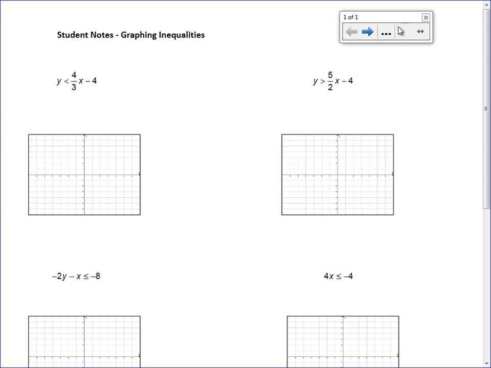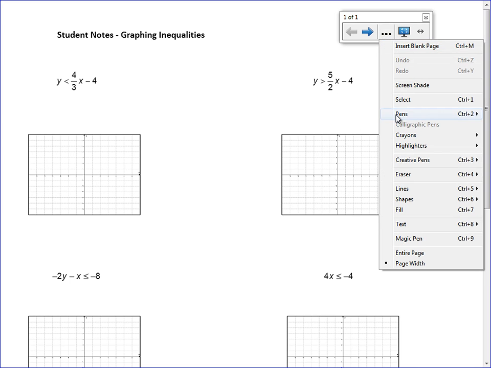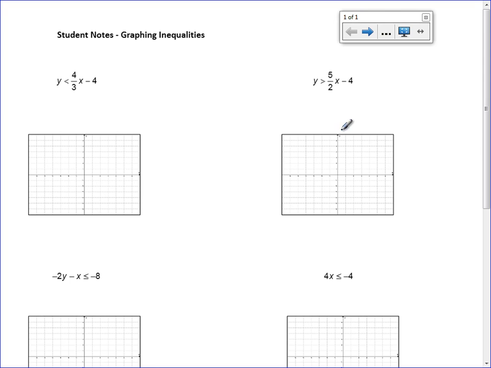So we are going to talk about graphing inequalities today. We've graphed lines. We've talked about how to use the slope and the y-intercept to graph a line, but now we're going to graph inequalities.